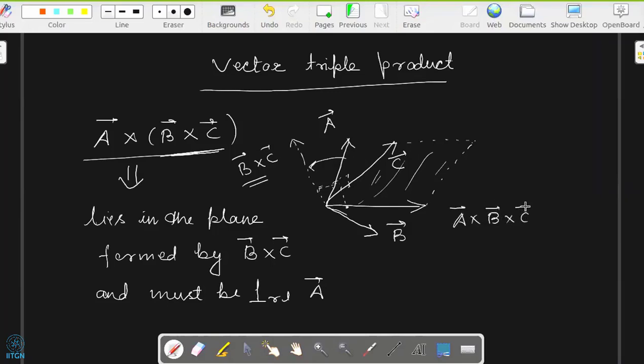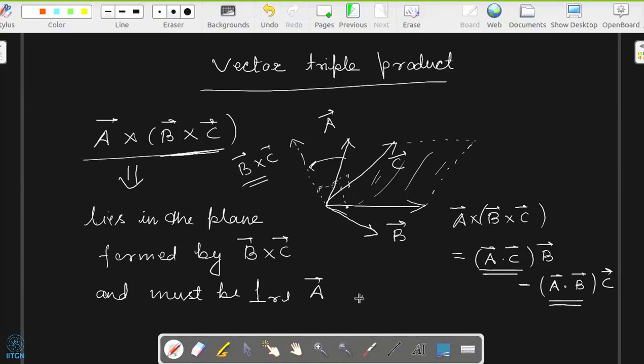So this can be written as A dot C times B minus A dot B times C. This is the relation, and even in 12th standard you have derived this relation. You know this relation very well. But if you see this relation, then from this you can understand.